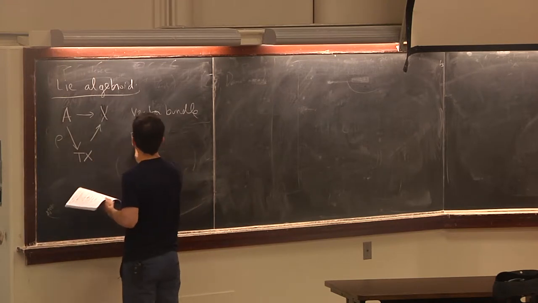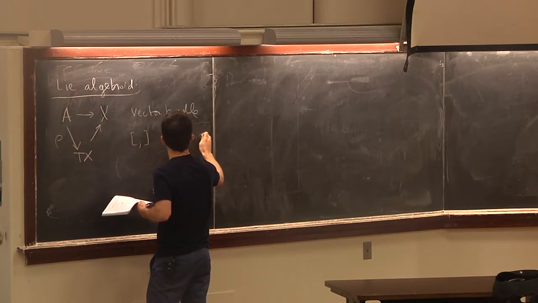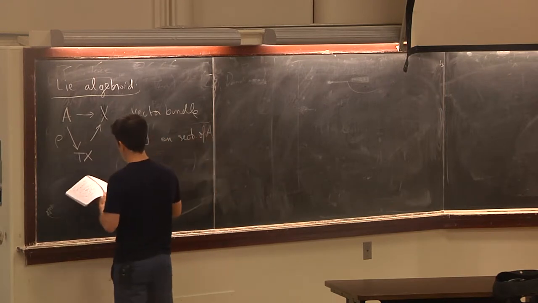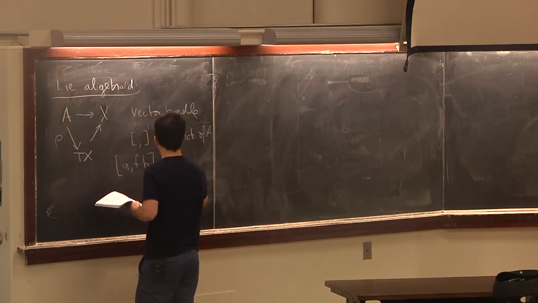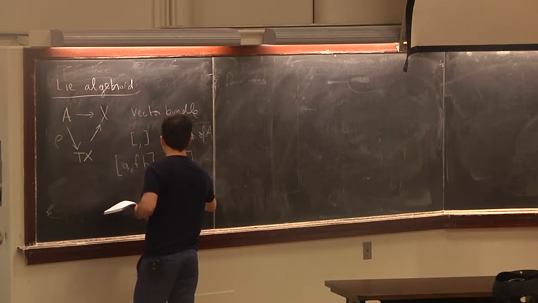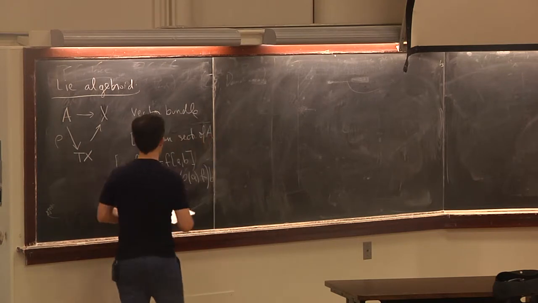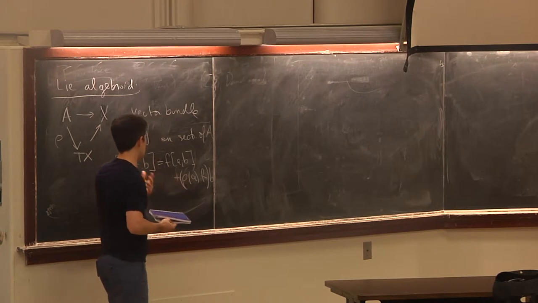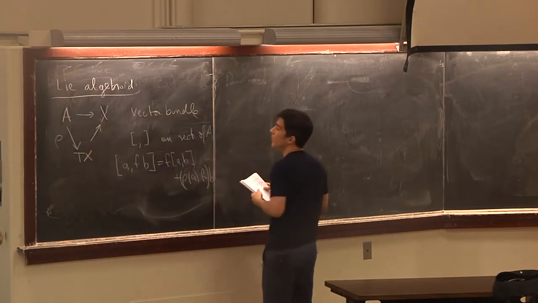And there's also a bracket on the sections of A. And then there was this Leibniz rule, which I needed the anchor in order to be able to differentiate this function. For the Leibniz rule, I needed to have this method of comparison with the tangent bundle.